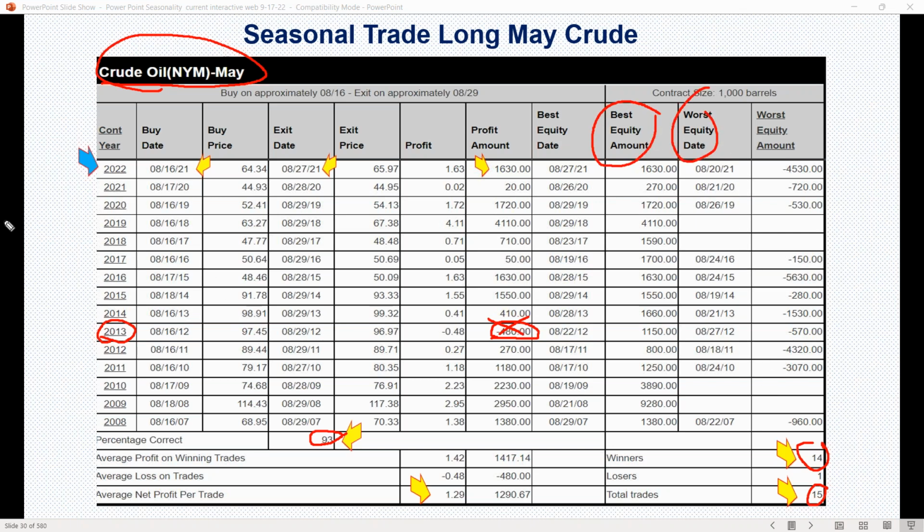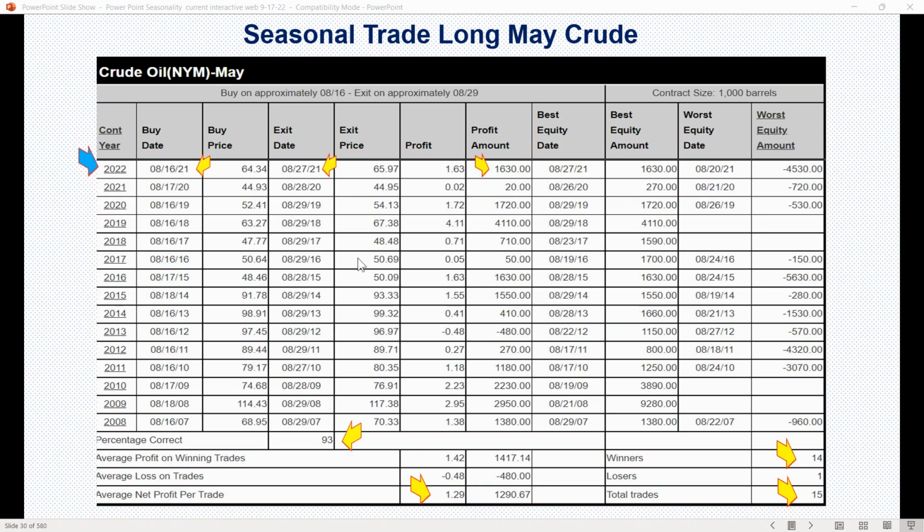So overall, on a per contract basis, the average net profit on these stats, over these 14 winning trades out of all 15 trades, averaged $1.29 per contract, which would be $1,290. So that would be your cumulative revenue off of just this one trade setup. So that's a look there.